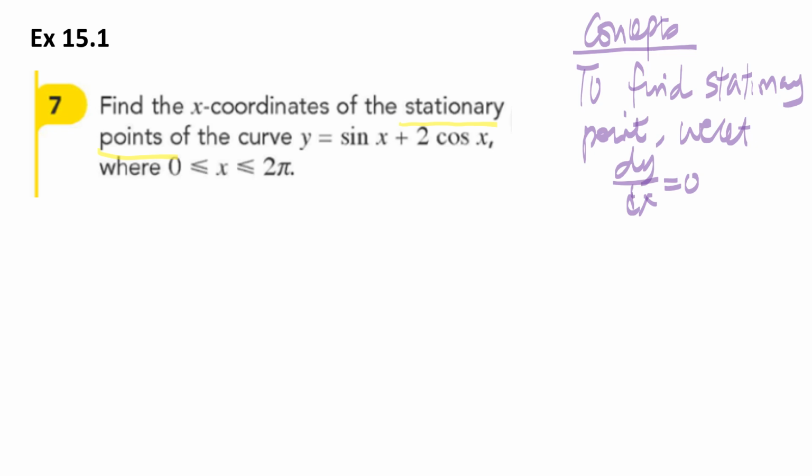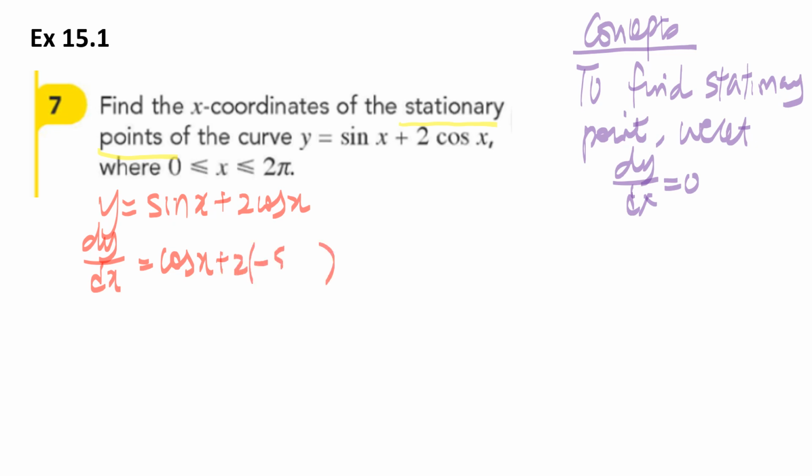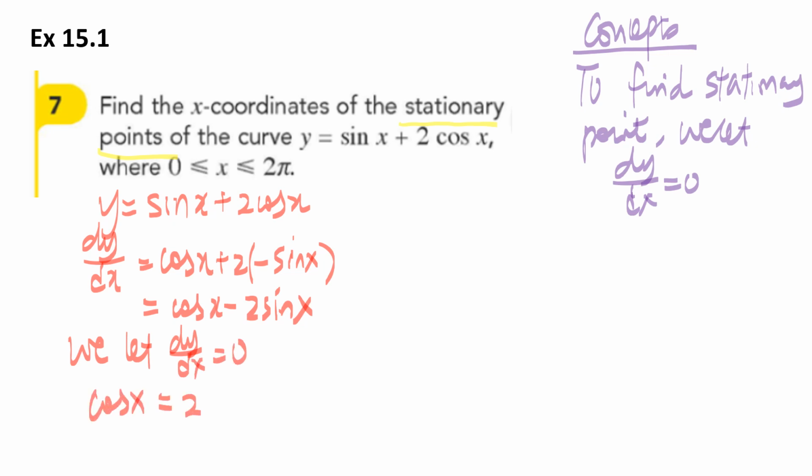Okay, right. So from y equals sine x plus 2 cos x, let's find our dy over dx. You differentiate sine x, you get cos x, and you differentiate cos x, you get negative sine x. So in the end, your dy over dx is cos x minus 2 sine x. So we let dy over dx equal to 0. You will get cosine x minus 2 sine x equals 0.